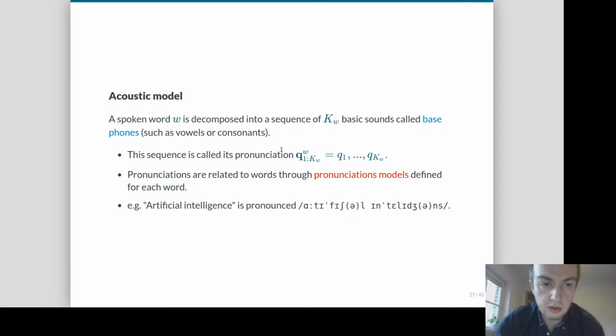All right, but to do that we need an acoustic model. An acoustic model defines how a spoken word W is decomposed into a sequence of basic sounds. A word would be split into k such sounds, and these units are called phones or base phones, and they would correspond, for example, to vowels or consonants that you would have in the word.